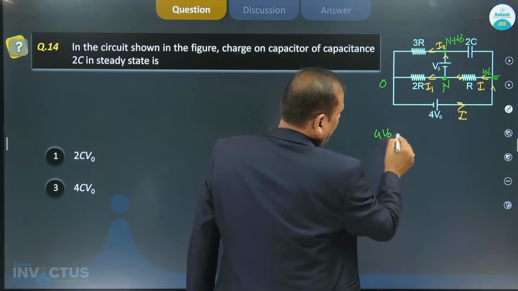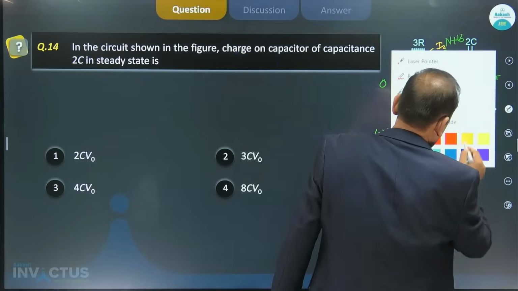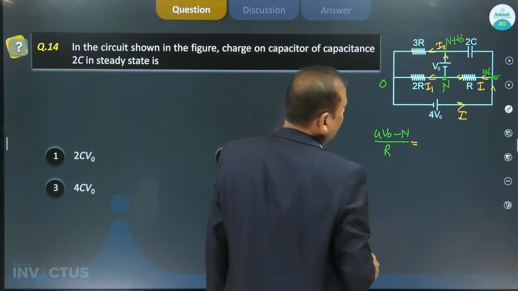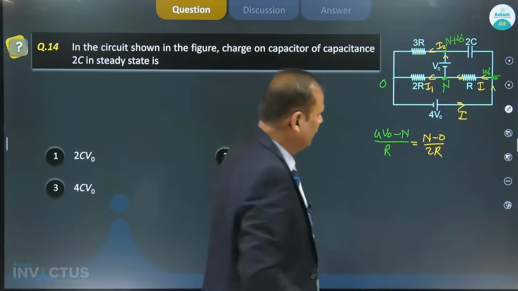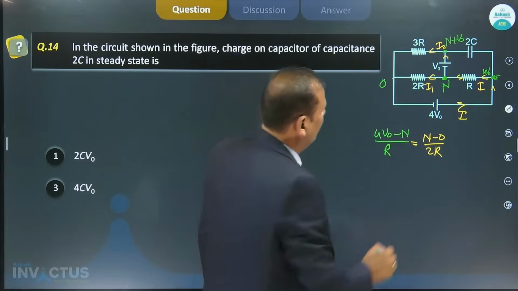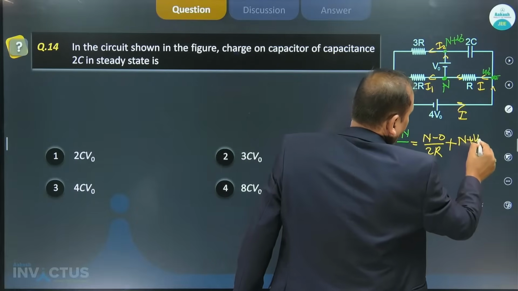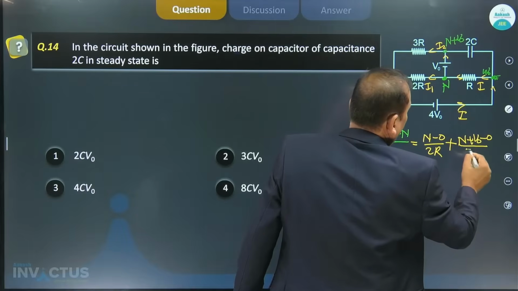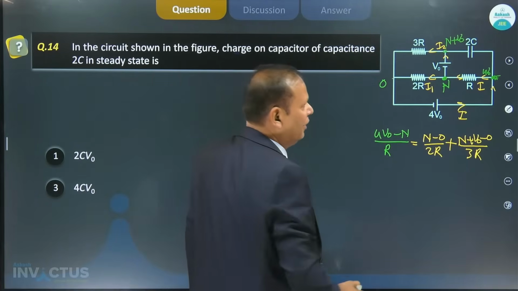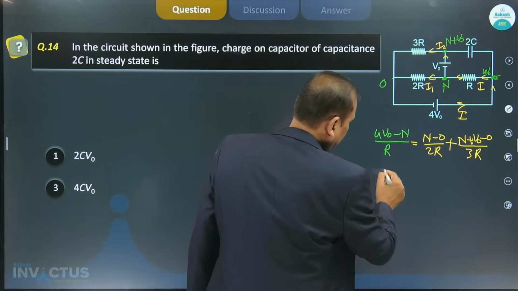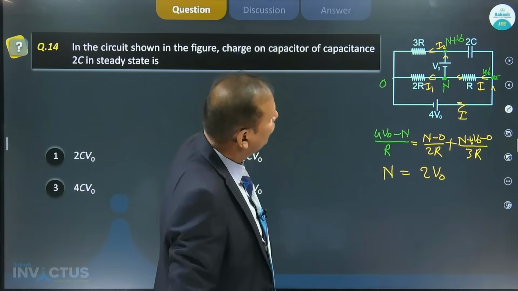4 V naught minus N divided by R is equal to N minus 0 by 2R, this is I1, plus I2, N plus V naught minus 0 divided by 3R. This equation can be solved, and after solving, you can get N is equal to 2 V naught.